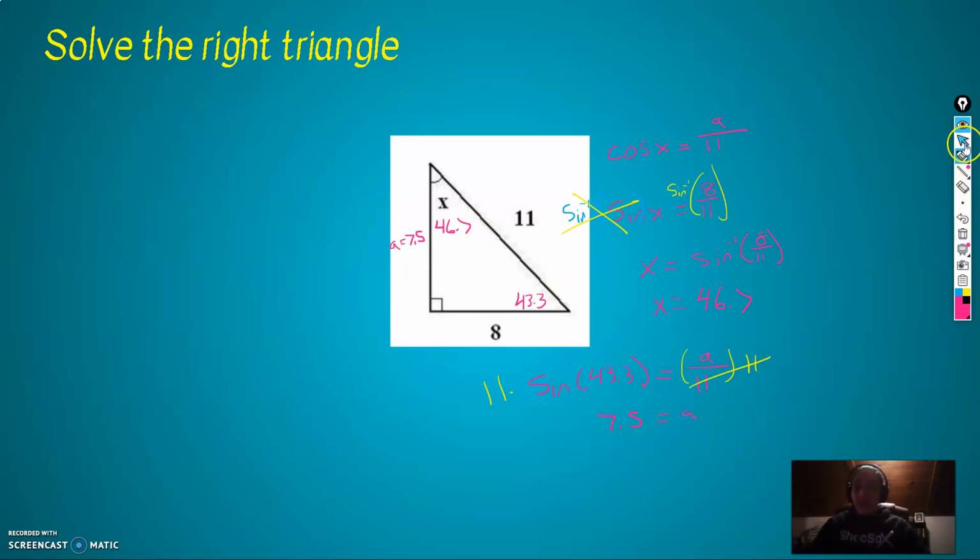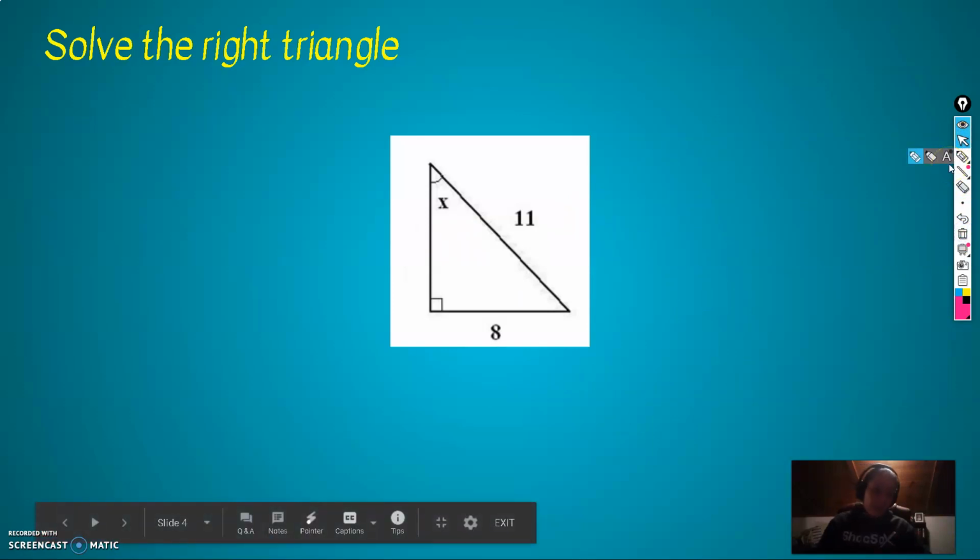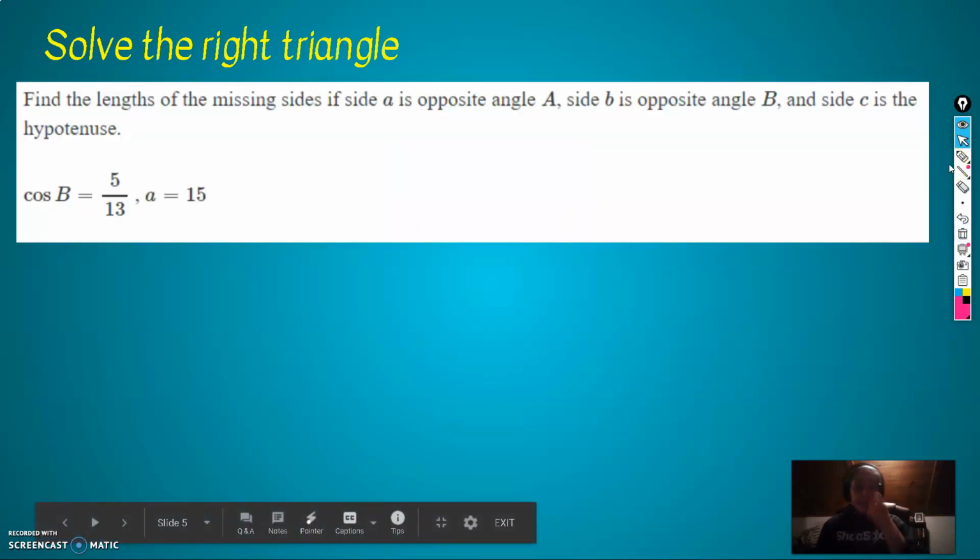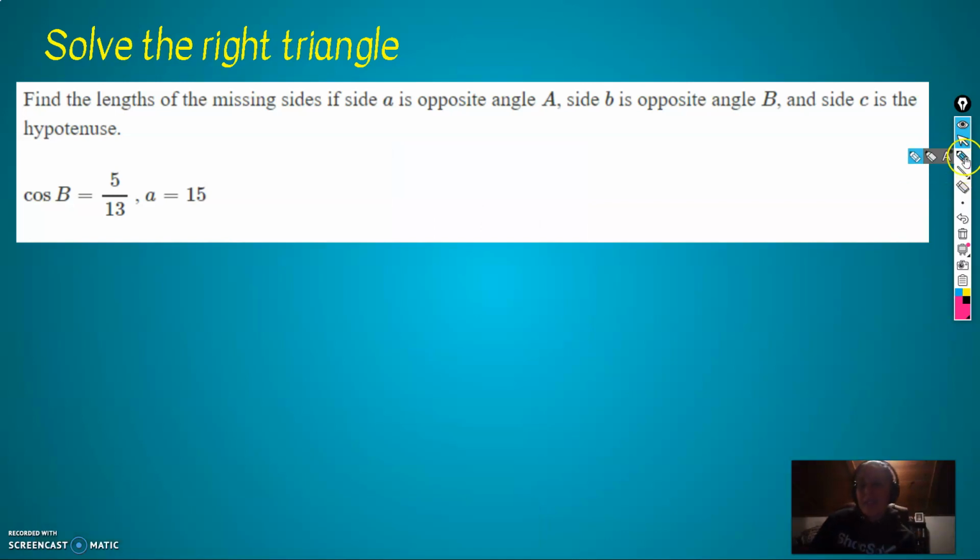Alright, let's see another example. And this example is going to be a little harder, so we're going to really bolster it up now. And this is going to be the last example we're going to do. Alright, how do we do this? Find the lengths of the missing sides if side A is opposite angle A, side B is opposite angle B, and side C is the hypotenuse. Oh dear. Okay.